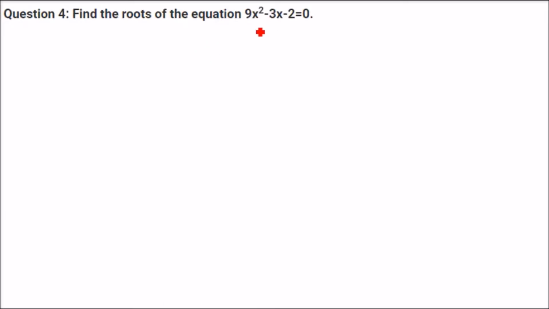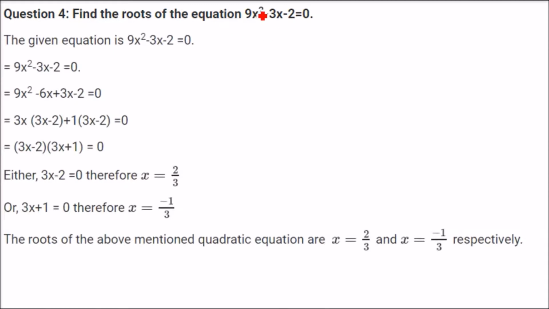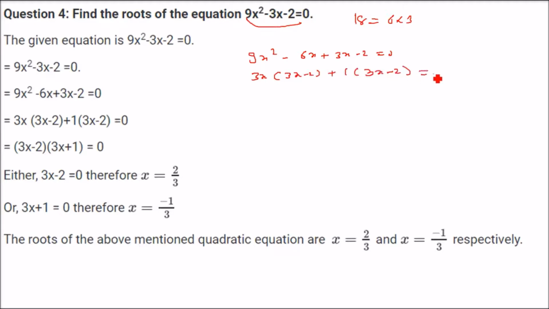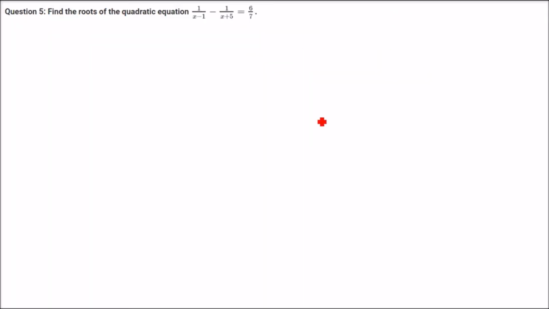Find the roots of the equation. So we have to find out the factors, then we can find out the roots. For this, 9 into 2 is 18, and 18 can be written as 6 into 3 also. So 9x square minus 6x plus 3x minus 2 equal to 0. Take 3x common here, 3x minus 2, and take 1 common here, 3x minus 2. So you get 3x minus 2, take this outside, you will get 3x plus 1. Here, if you put 3x minus 2 equal to 0, x will be equal to 2 by 3. If you put 3x plus 1 equal to 0, x will be equal to minus 1 by 3. So these are the roots of this quadratic equation.